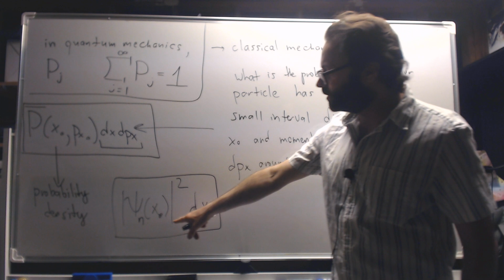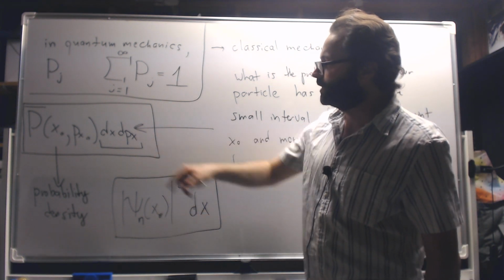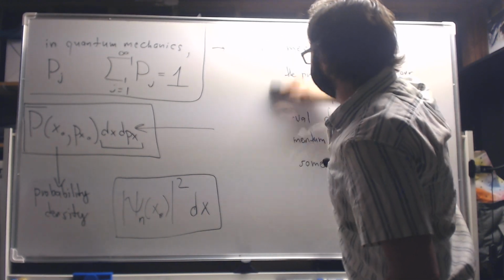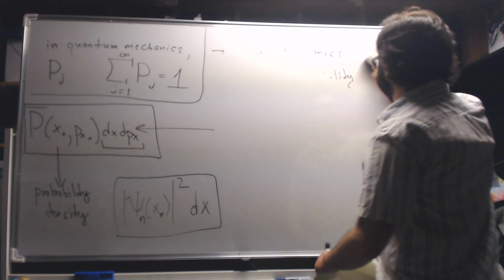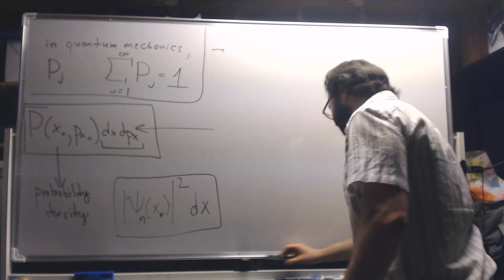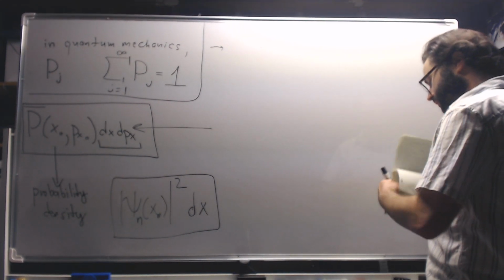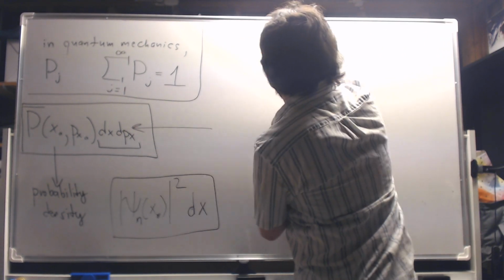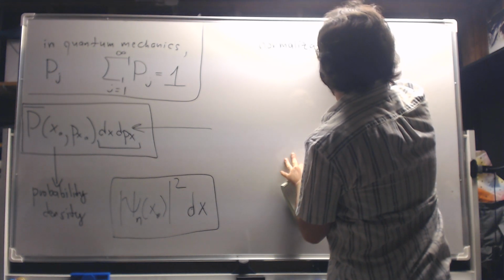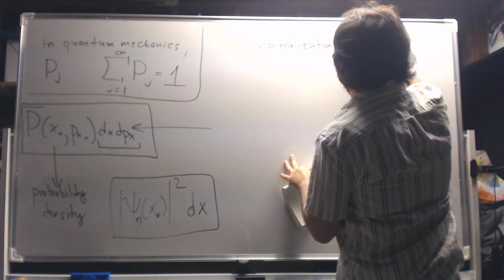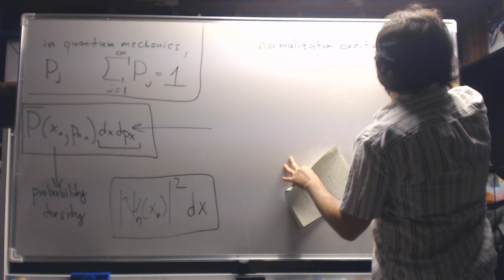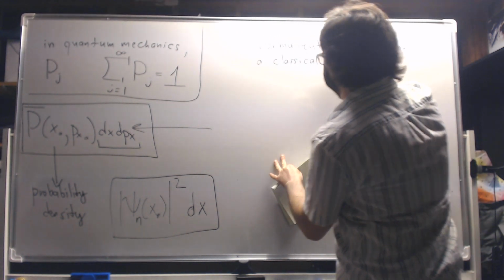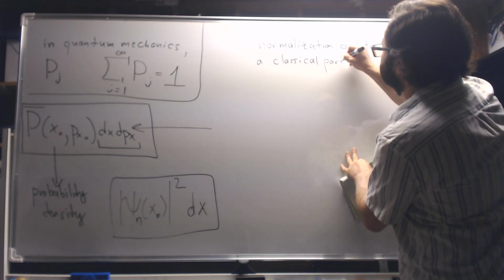But nevertheless, you've seen the probability density before, and now we're seeing it again. And so what does the normalization condition look like for a classical particle in one dimension, moving in one dimension? So, the normalization condition for a classical particle free to move in one dimension only.